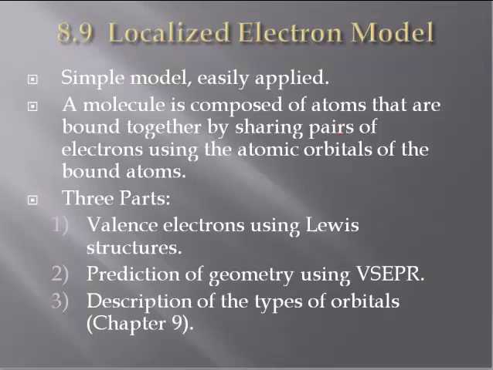What we're going to do is look at the electron model for molecules, and it's going to encompass three parts: the valence electrons using Lewis dot structures, and VSEPR theory, and then looking at the types of orbitals. And for my students, these two things are all review.